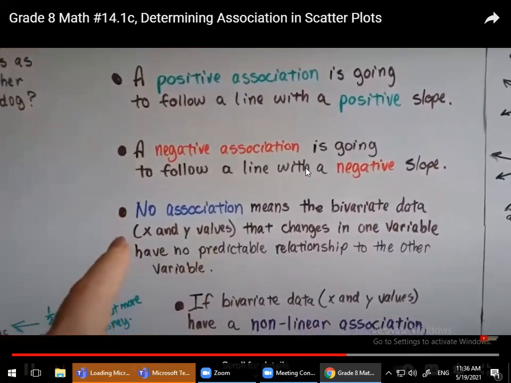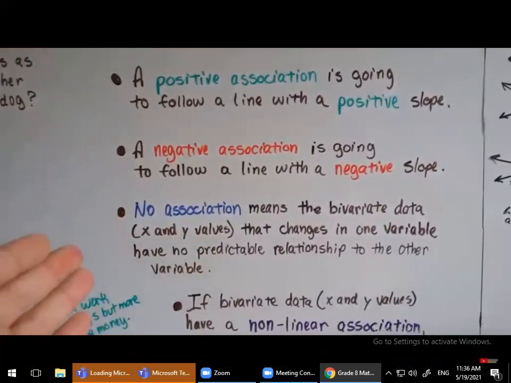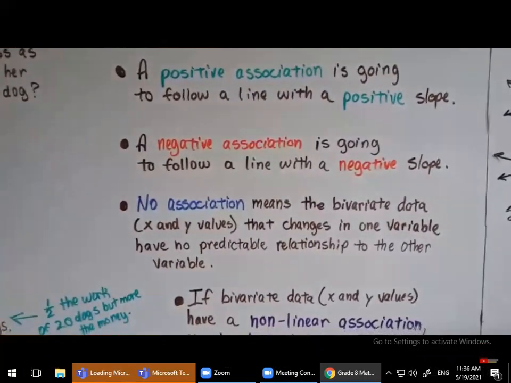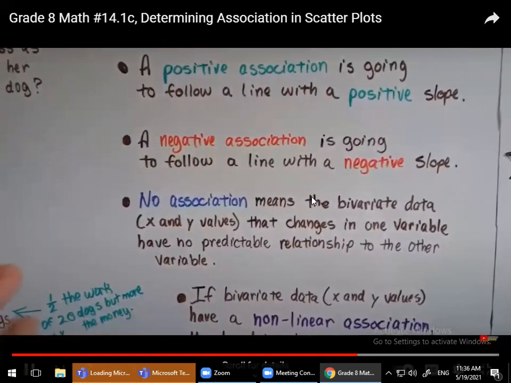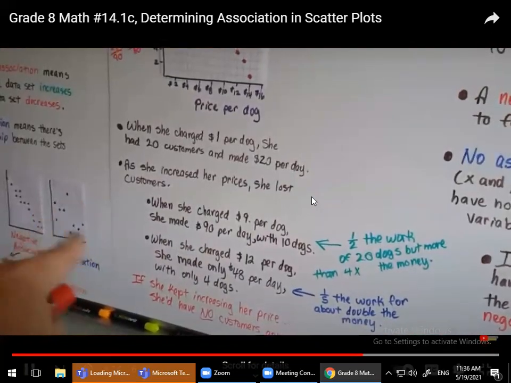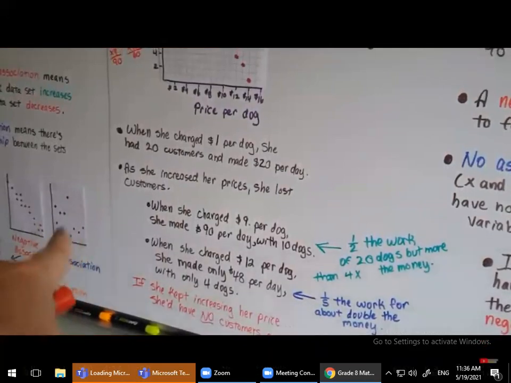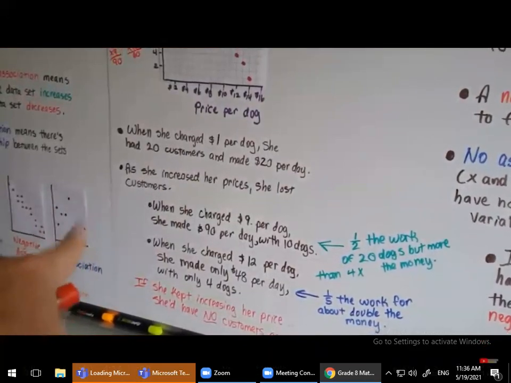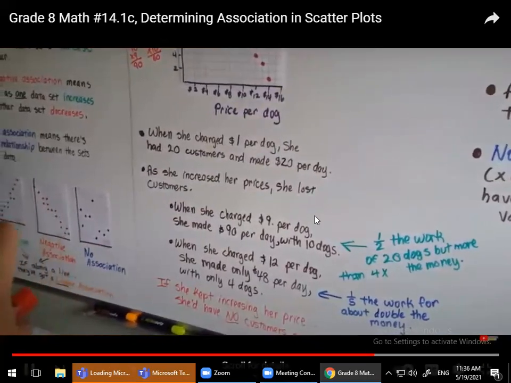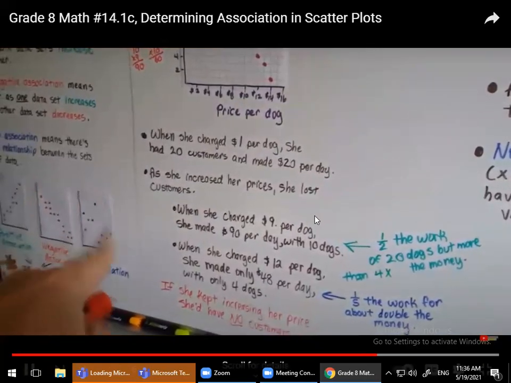And if there's no association, it means that by various data, the x and y values that change in one variable have no predictable relationship to the other variable. So there's no association. It's not even clustered, it's kind of scattered around the graph. See that? These are clustered coming down negative, these are clustered coming up positive, and these are just scattered all over the place. There's no association.